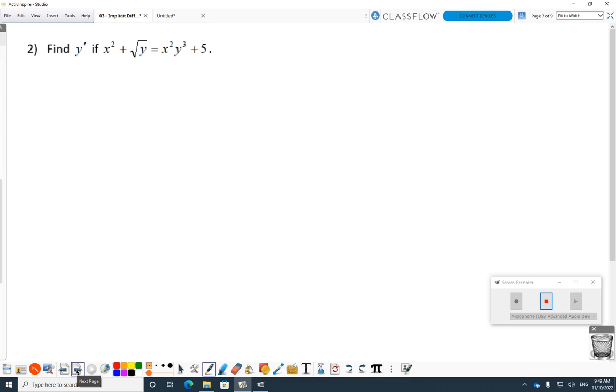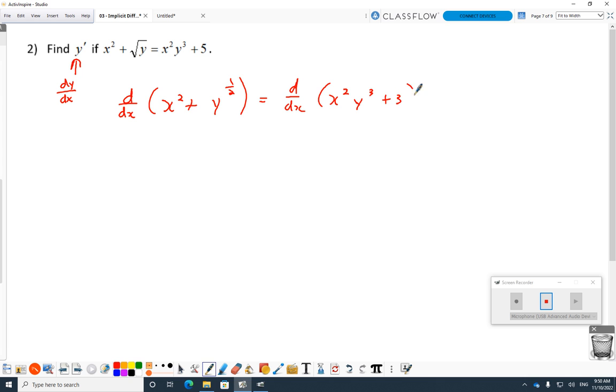It says find y prime if x squared plus root y equals x squared y cubed plus 5. So what they want is dy by dx. So I'm going to do d by dx of both sides. I'm doing d by dx of x squared plus y to the 1/2 equals d by dx of x squared y cubed plus 5. I did one thing there without even thinking about it. When I saw the root y, I wrote y to the 1/2. I hope that didn't mess you up. I hope we've done enough like that that you're good.